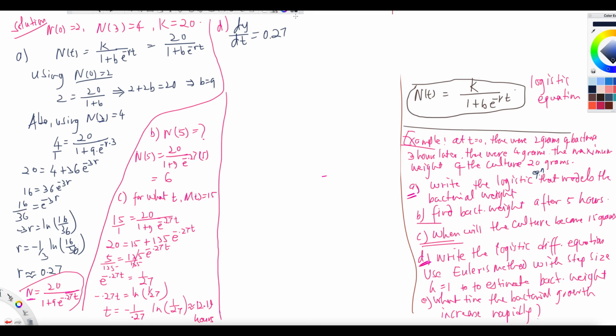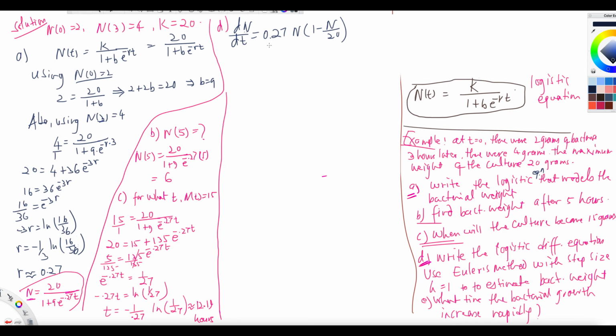0.27, right? And then it's not y, it's n, right? So dn over dt, because we have denoted by n. So dn over dt equals 0.27 times n, and then 1 minus n over, what was k? K is 20. So that is the differential equation.